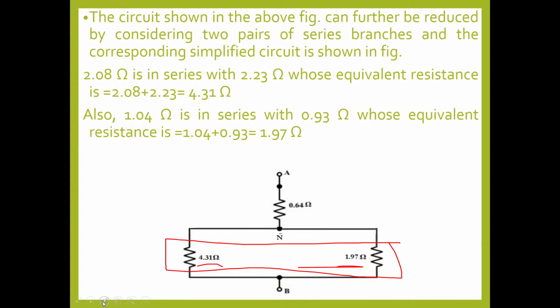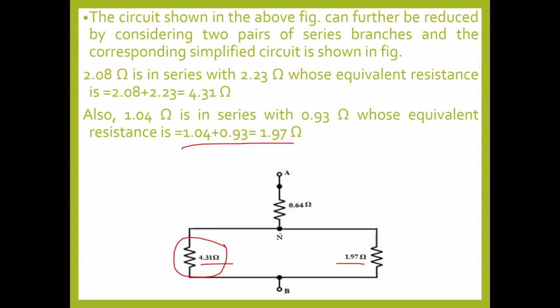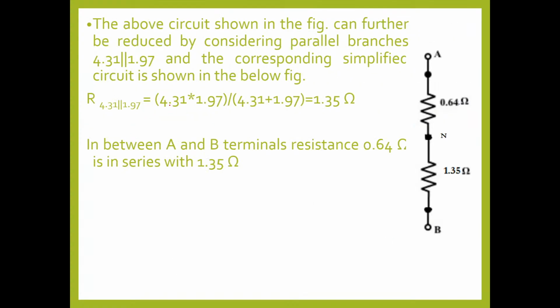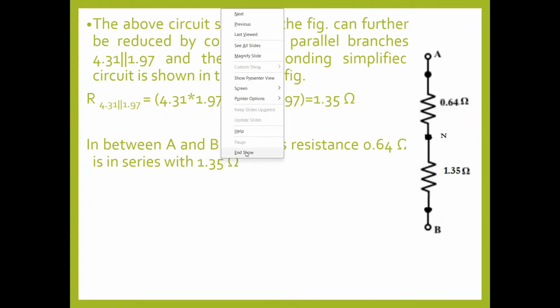If we simplify that parallel combination, the equivalent resistance is 4.31 into 1.97 divided by 4.31 plus 1.97. See, whatever terms I have got, I have solved and written here. Here I have written the 1.97 value and 4.31. Now the parallel combination is simplified. I will write the equation here.